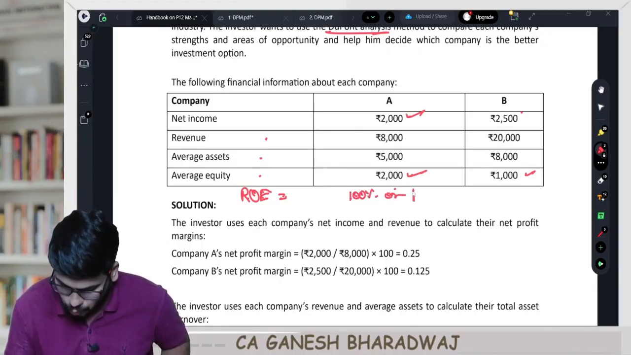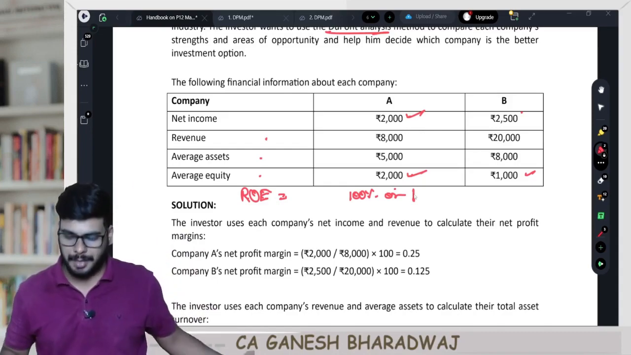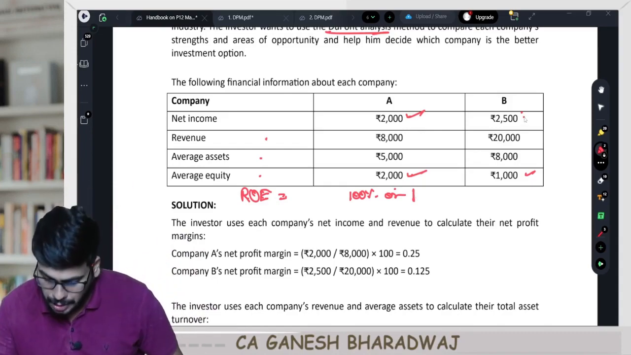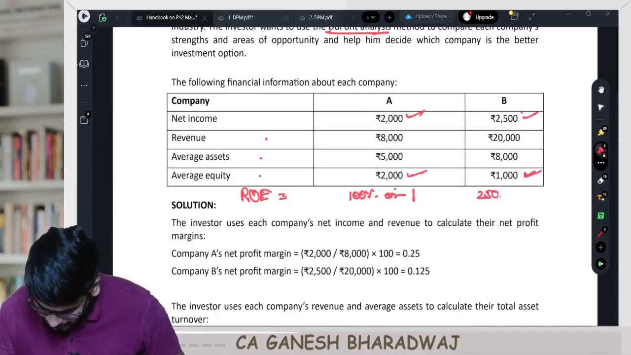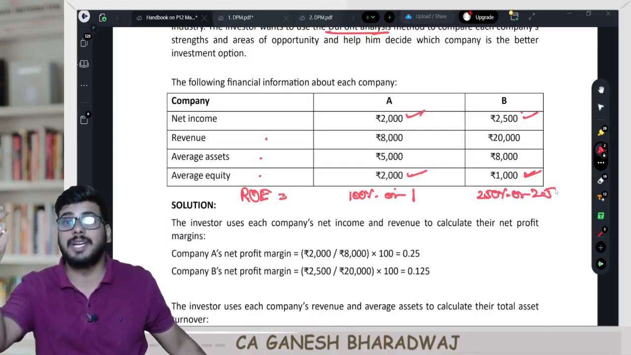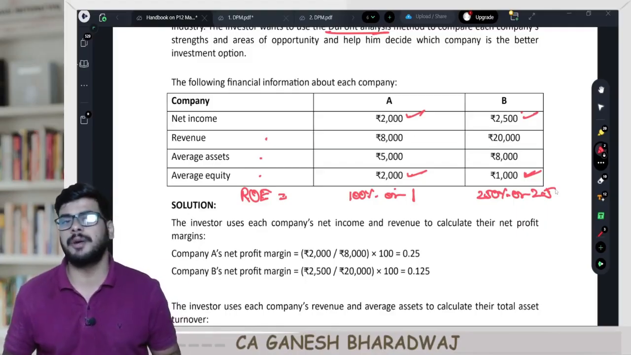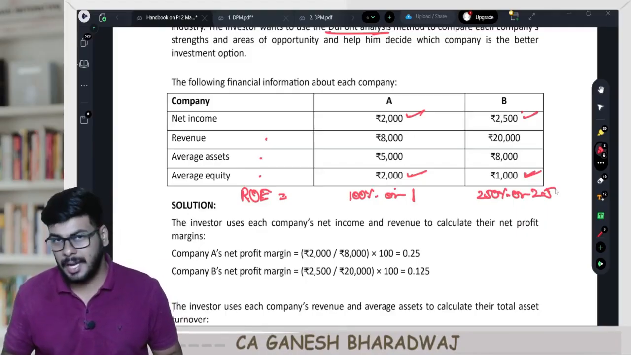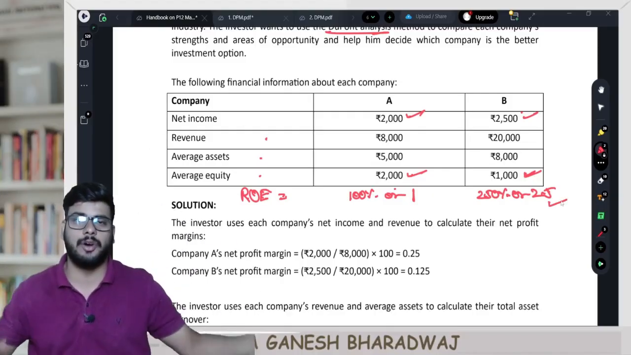Or I will call it 1. That is, for every 1 rupee I invested, I will get a return of 1 rupee. This is the meaning of that. For company B, how much is it? 2500 divided by 1000. So it's going to be 250%, or I will say 2.5 rupees. Or in other words, for every 1 rupee invested in company B, I will be getting 2.5 rupees. Are you clear with this? Now, purely looking at return on equity, which company has a higher return on equity? Company B. So you will say that, sir, it is better to go for company B.